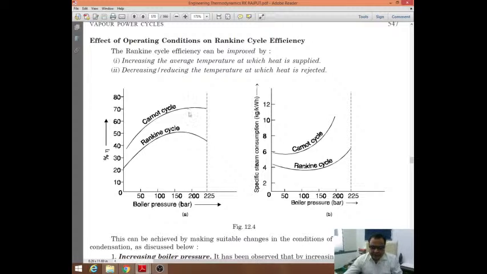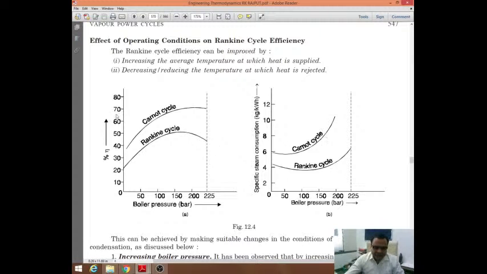And the same is seen in terms of the specific steam consumption. Specific steam consumption goes on reducing as the boiler pressure increases, and the specific steam consumption for the Carnot cycle is higher than the Rankine cycle, simply because more steam is required for producing the same work, as more work or more power is lost in driving the compressor.